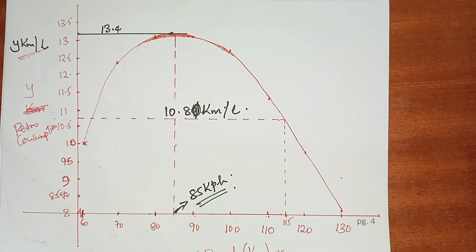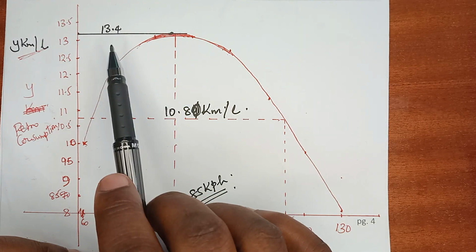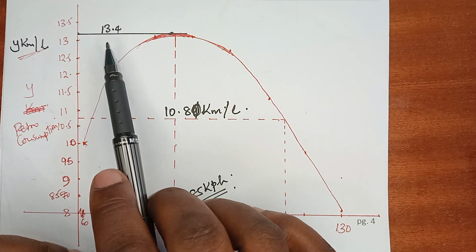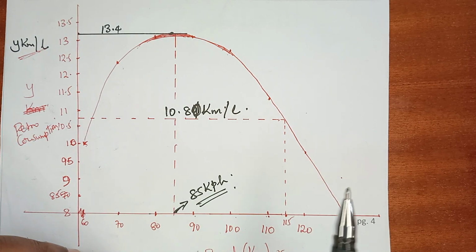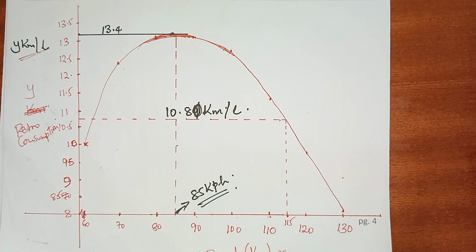And that is the most economical speed of 85 kilometers per hour, because the car travels 13.4 kilometers in 1 liter. That is the end of the question.